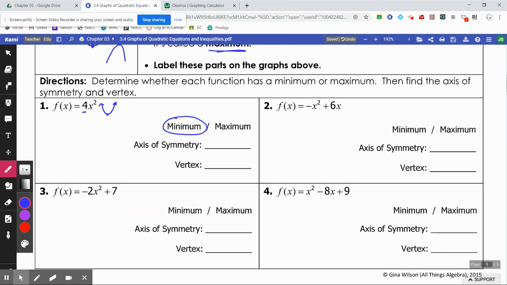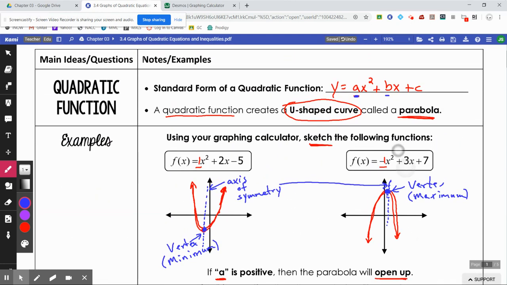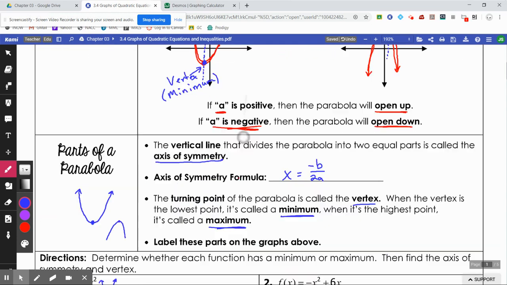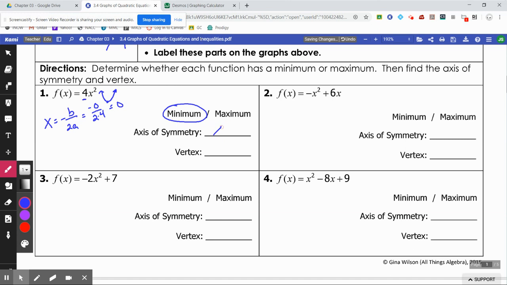To find the axis of symmetry, we're going to do x equals negative b divided by 2a. Now, this has no b. You notice that b is the number in front of the x, and there is no x term here. So therefore, our b value will be 0. So you're going to do negative 0 divided by 2 times a, where a is the number in front of x squared. And once you do all that, you get x is 0. So our axis of symmetry for this graph will be x equals 0.